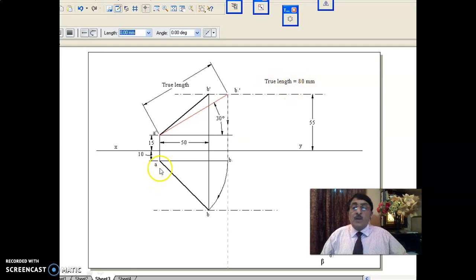True length cannot change. With A as center and 80 mm as the radius, you cut it here and join this, because the true length cannot change for a problem. The line is the same. That's why, with A as center and 80 mm radius, you can cut it here, get the true length here, and measure that angle. That is phi.